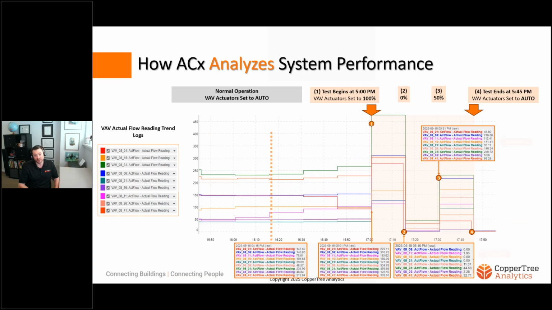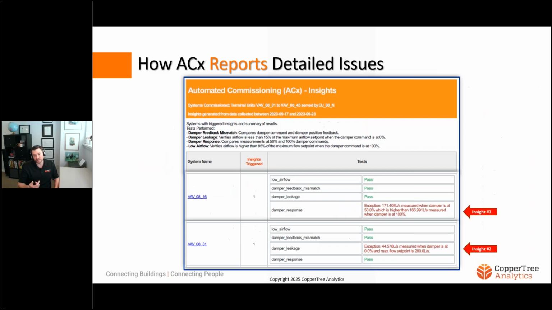We have a really good idea of which systems performed and which ones didn't. I'll highlight a few here, but I'll show you the resulting report. Not only does it generate insights in the Kaizen interface, which are available through the API, we can push those into a CMMS, into Maximo or other platforms. But not only that, we generate these custom reports.